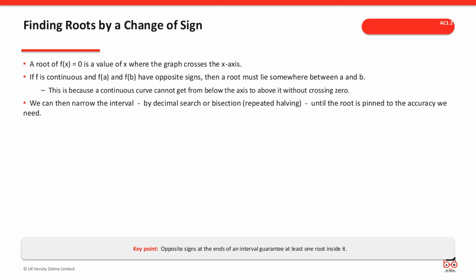Here's a completely different way to trap a root. A root of f of x equals 0 is simply where the graph crosses the x-axis. Now, if f is continuous and its values at two points, a and b, have opposite signs, then a root has to lie somewhere between them, because a continuous curve can't get from below the axis to above it without passing through 0. From there, you narrow the interval, either by a decimal search or by bisection, which just means repeated halving, until the root is pinned down as tightly as you need.